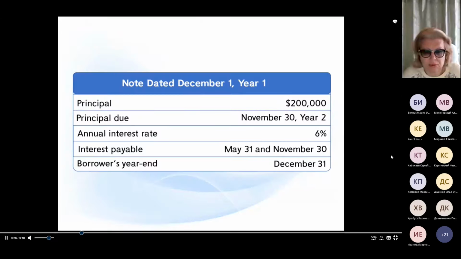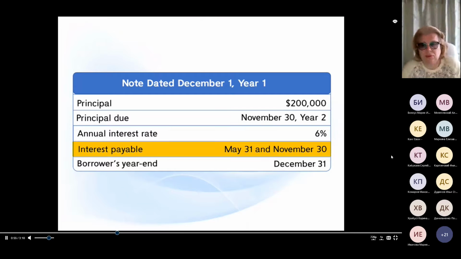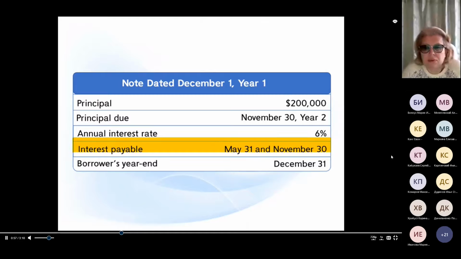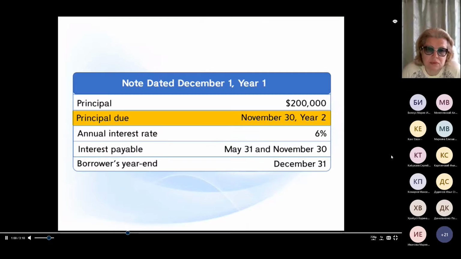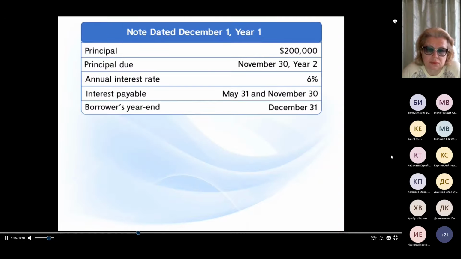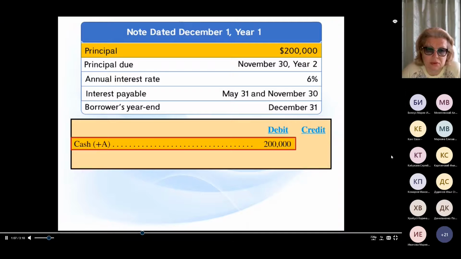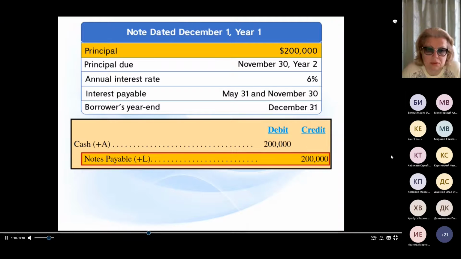Let's assume that Janssen Incorporated has a December 31st year end. On December 1st, year one, Janssen Incorporated borrows $200,000 from National Bank for 1 year. The annual interest rate is 6%. The interest is payable on May 31st and November 30th of the following year. The principal is payable at the maturity date, November 30th, year 2. The entry to record this transaction includes a debit to cash for $200,000 and a credit to notes payable for $200,000.